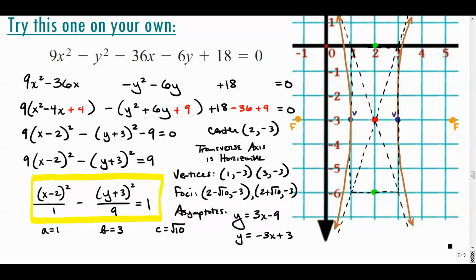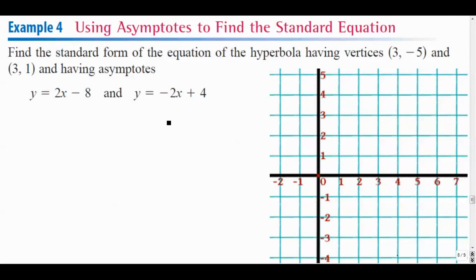So pause that and check your work, see if you're right, and we're moving on to the next one. Our next example, number 4. This is going to be the last example I do. After this, I'll give you an opportunity to try one on your own, and then that'll wrap up the 3-part hyperbola video series. So in this one, I'm going to give you the vertices, (3, -5) and (3, 1), and I'm going to give you the asymptotes, and you're going to be required to write the equation.